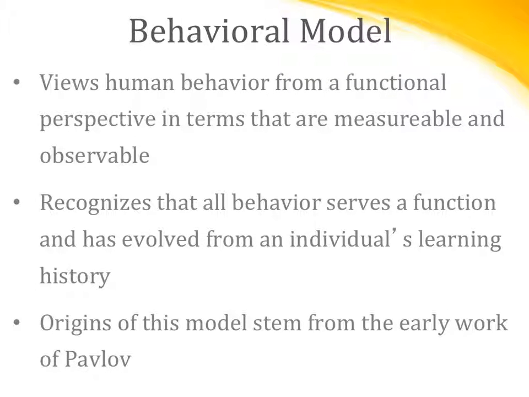The next model is the behavioral model, which views human behavior from a functional perspective in terms that are measurable and observable. It recognizes that all behaviors serve a function and have evolved from the individual's learning history. The origins of this model stem from the early work of Pavlov, which focused on classical conditioning. There is some focus on Thorndike's law of effect and Watson's behaviorism.